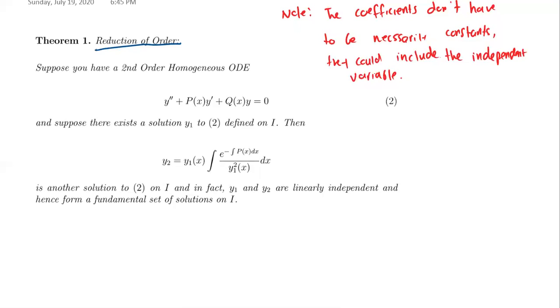So suppose you have a second order homogeneous ODE. It has this general form. If there's something multiplying the y double prime at the start, just divide by that. I skipped some steps here, but in general, it always has this form. And suppose that there exists a solution y1 to this differential equation, which I'm labeling as 2. Suppose that there is a solution defined on I, and in fact, I want to make it more specific: not only defined on I, but with I being the interval of definition, because I already introduced this notation in my previous class.